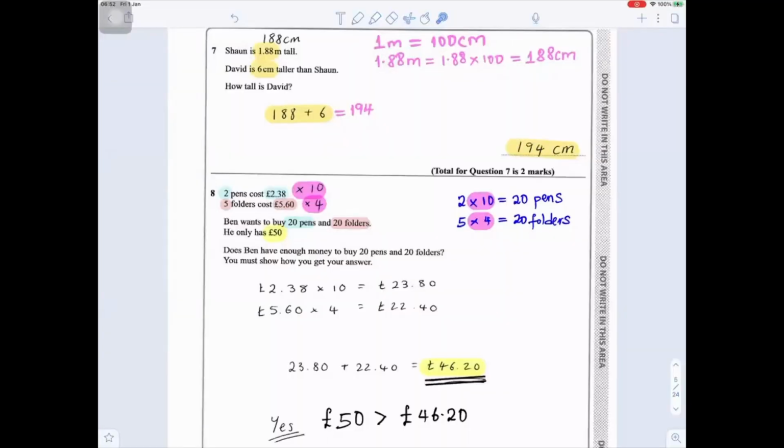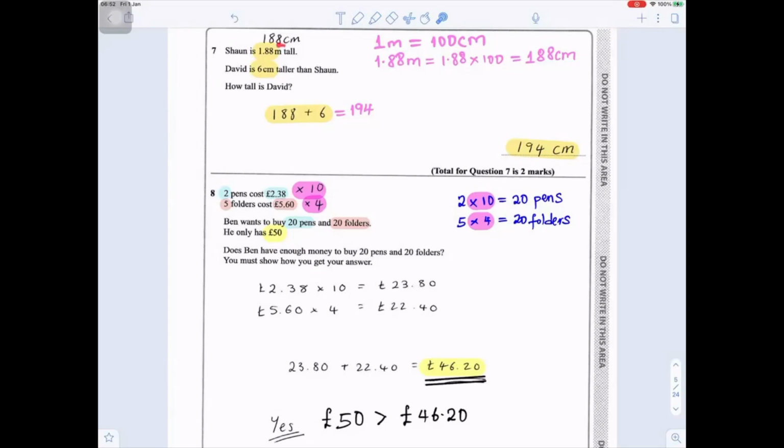Question number 7. Sean is 1.88 meters tall. David is 6 centimeters taller than Sean. How tall is David? 6 centimeters taller than Sean. So you add 1.88 meters plus 6 centimeters.